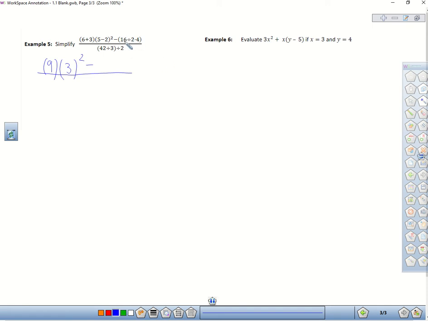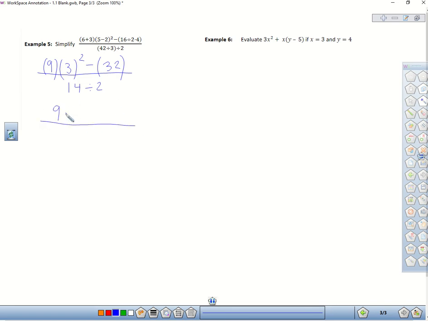So that ends up being 16 divided by 2 is 8. 8 times 4 is 32. And then on the bottom, we're going to do the grouping first. So we have 42 divided by 3. That's 14 divided by 2. So now we can simplify this further.